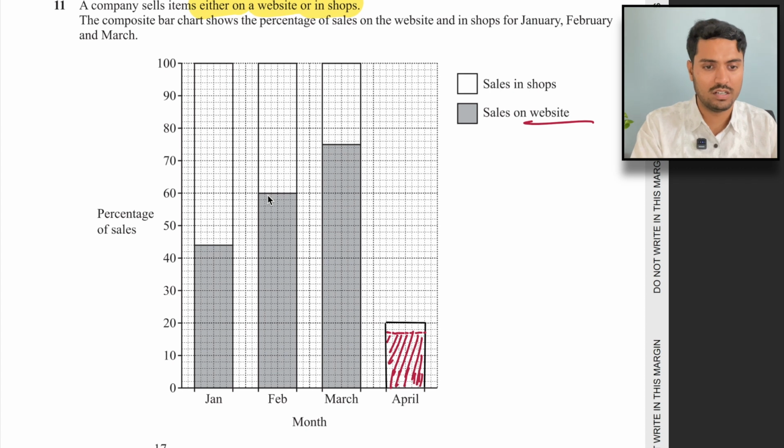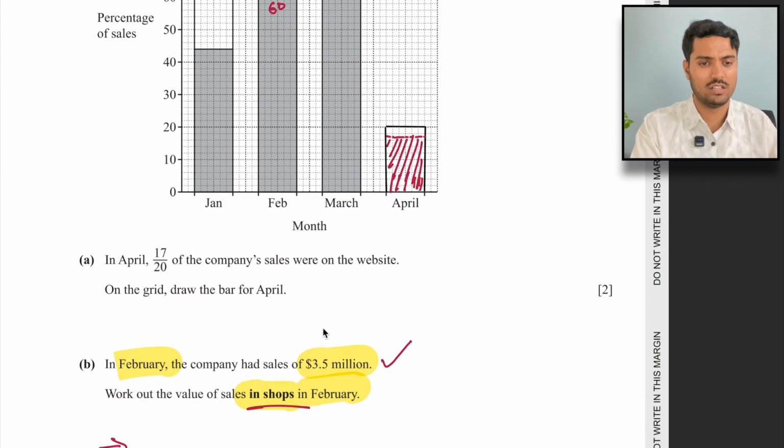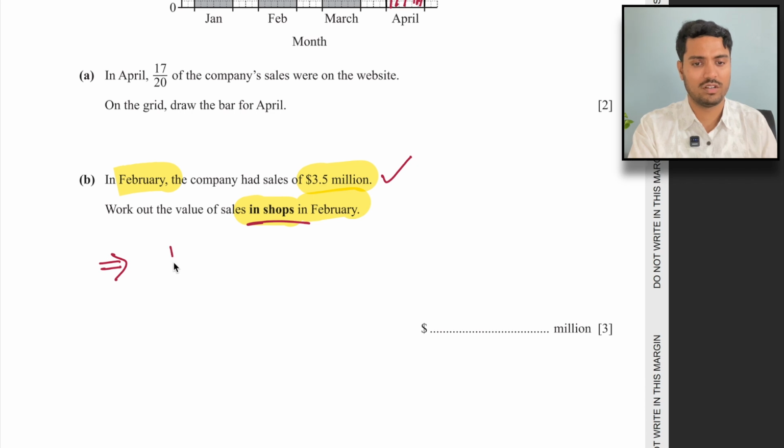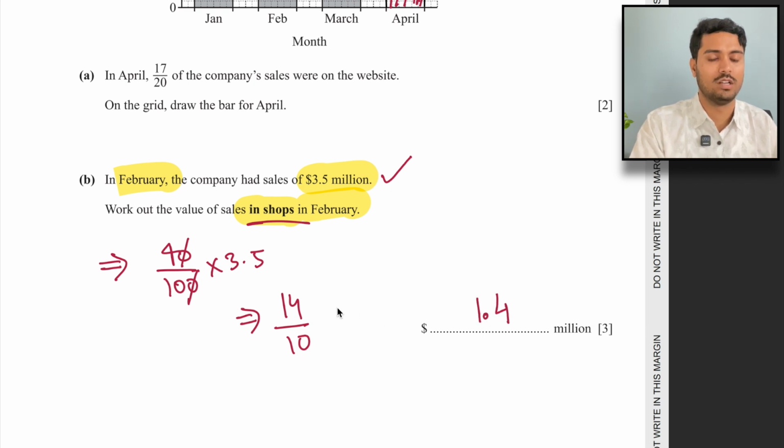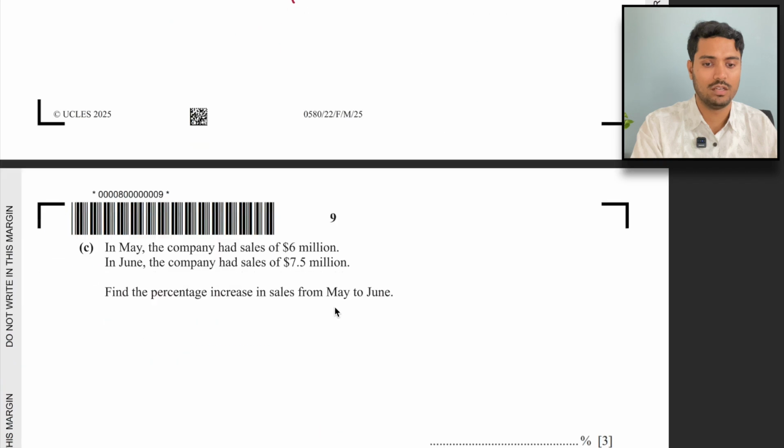So out of 100, it's 40, because on website it is 60. So remaining is 40. So 40 out of 100 into 3.5, 0 cancel. Now 4 into 3.5, so 3.5 into 2 is 7. This is going to be 14 upon 10, which is 1.4 million. That's the answer for B.